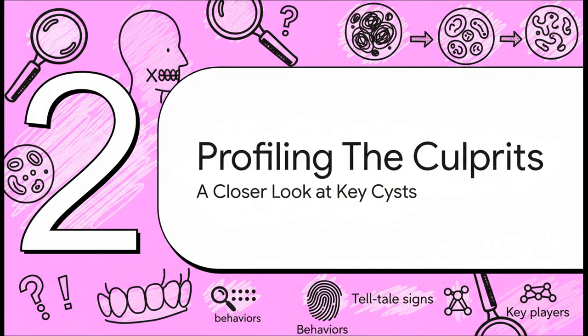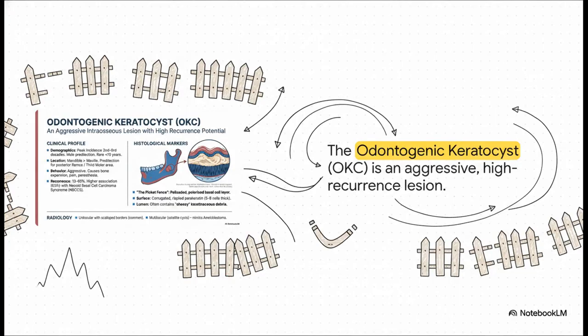Okay, so now that we've got our suspects organized, it's time to build a profile for the most wanted. Let's take a closer look at the key players from each category, their typical behaviors, and their telltale signs. First up is a real heavy hitter, the odontogenic keratocyst, or OKC for short. This one is a major aggressor. It's famous for its super high recurrence rate.